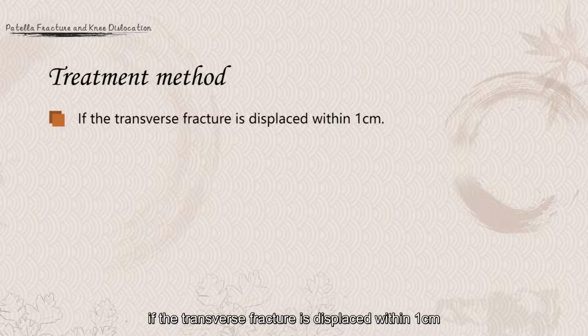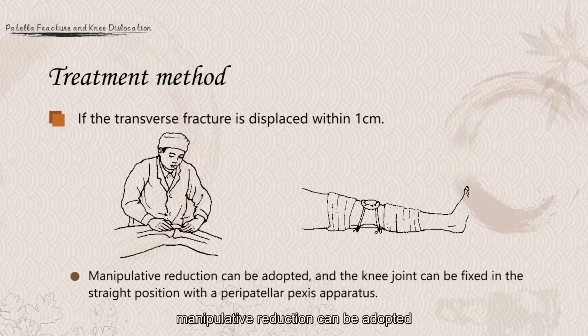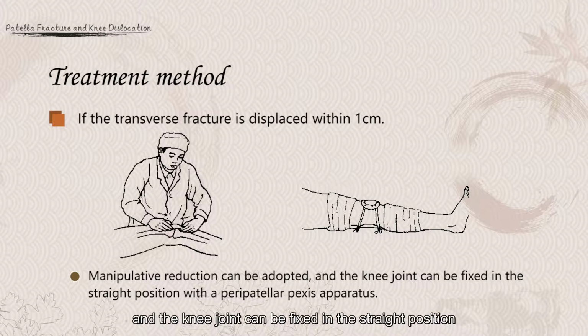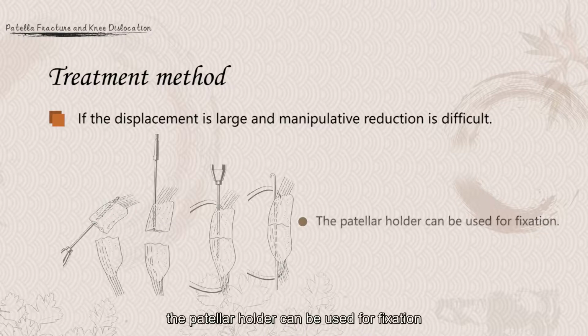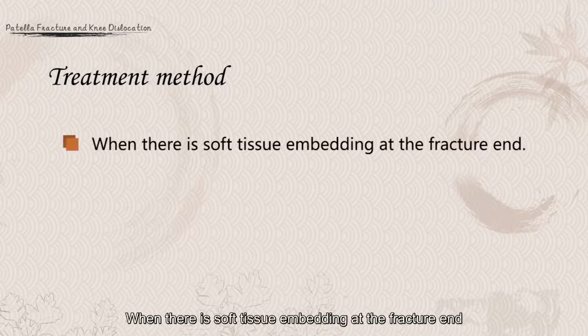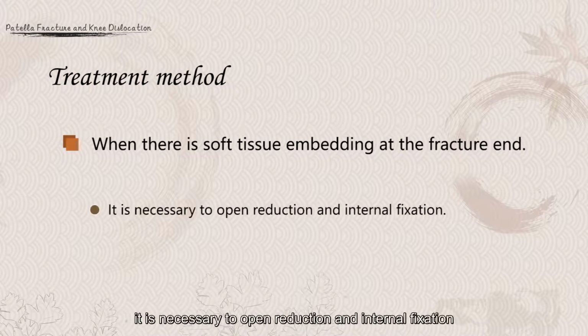However, if the transverse fracture is displaced within 1 cm, manipulative reduction can be adopted, and the knee joint can be fixed in the straight position with the peripatellar cylinder splint. If the displacement is large and manipulative reduction is difficult, the patella holder can be used for fixation. When there is soft tissue embedded at the fracture end, open reduction and internal fixation are necessary.